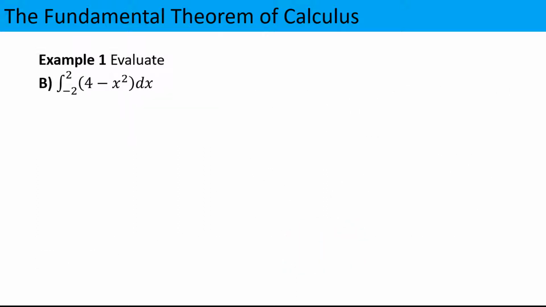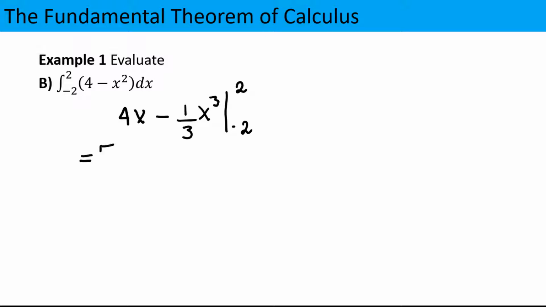B. Evaluate the integral from -2 to +2 of 4 minus x squared dx. We begin this problem of solving the definite integral by computing the antiderivative. The antiderivative of 4 is 4x, and minus the antiderivative of x squared. You add 1 to the existing power, so it'll be x cubed, and then we divide by that same number, so it'd be 1/3. Let's evaluate this from -2 to +2.